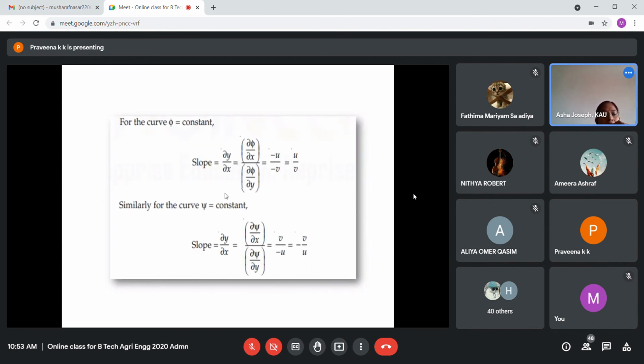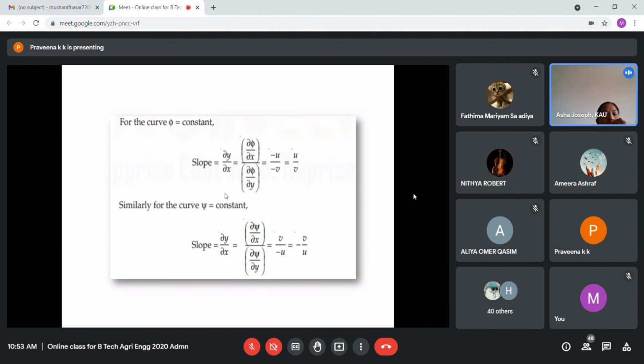Take the diagram. You have an xy coordinate and a line in it, and dy by dx will represent the slope. You know this concept. So if phi is a constant, then dy by dx, that is the slope, is equal to minus u by v.